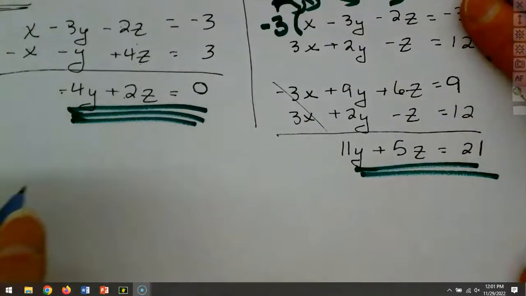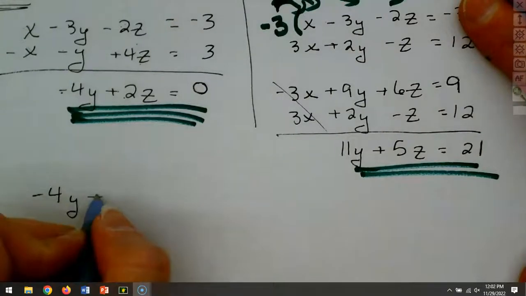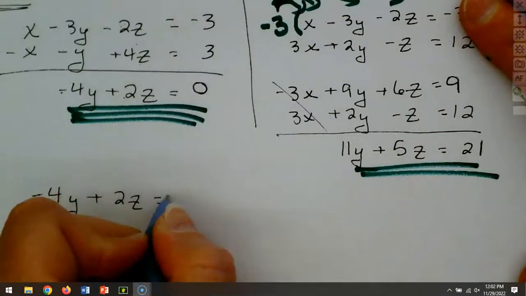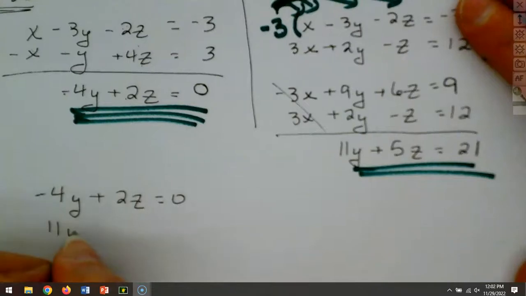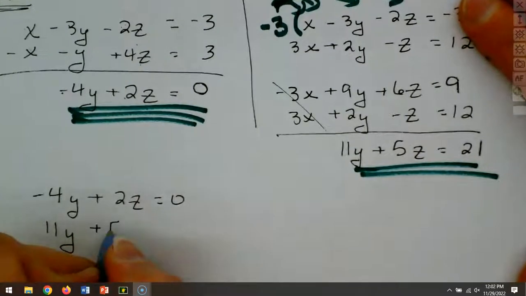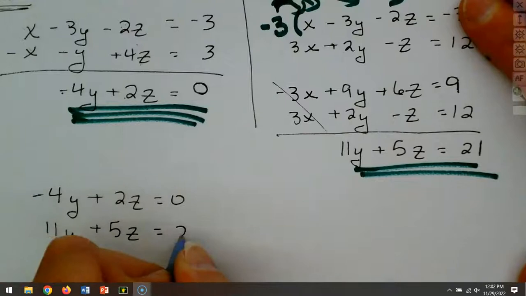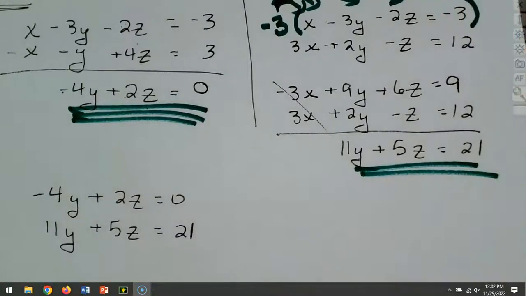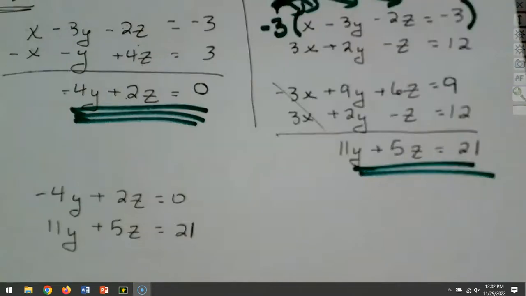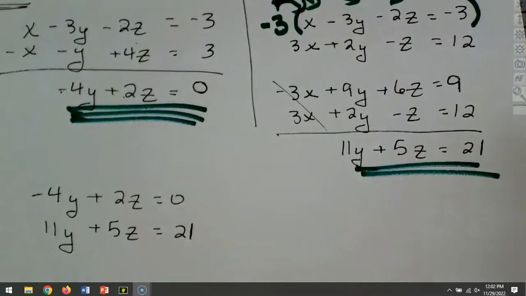So now we can eliminate again, because now we've got 4y plus 2z equals 0, and we've got 11y plus 5z equals 21. Okay, make sure you're very, very careful when you write things down and do not copy it down wrong. That's where students make the mistake, is they copy it down wrong.